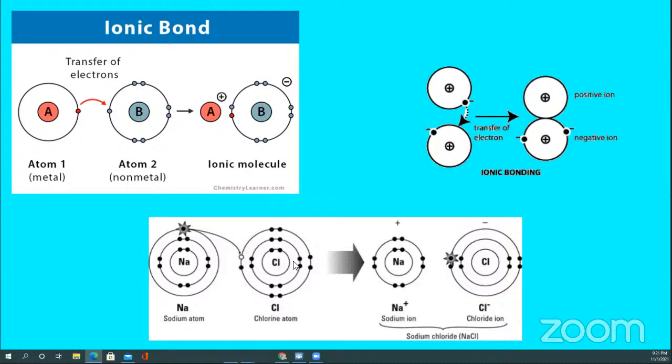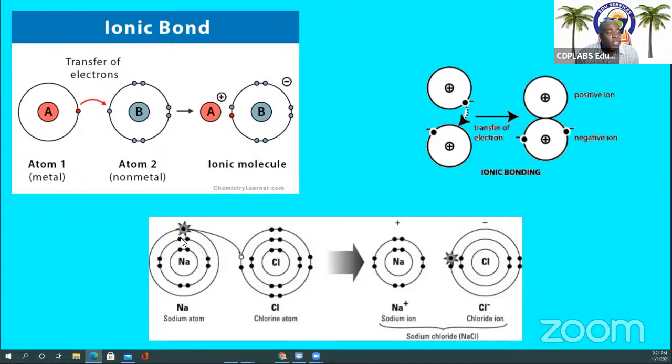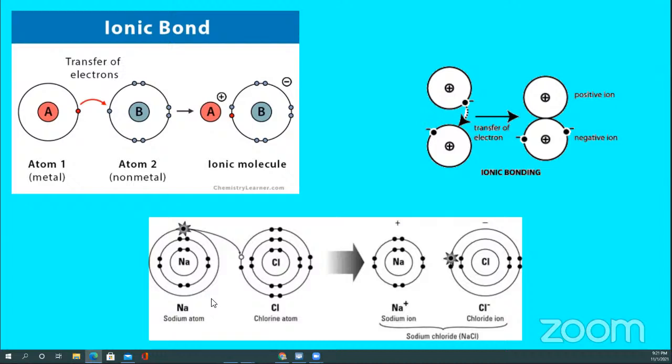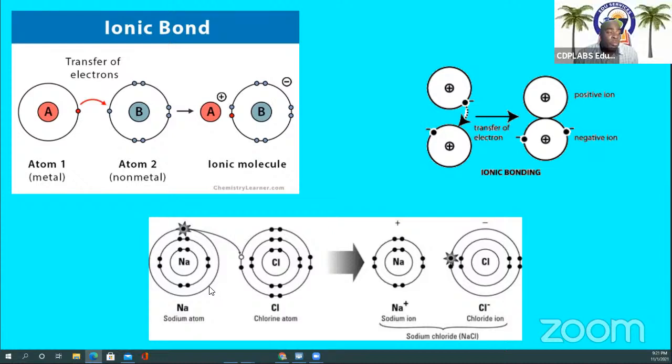Okay. So the sodium atom has 11 electrons. 2 on the first shell, 8 on the second shell, and 1 on the last shell. Based on what I told you earlier, which group is sodium in? Which group is sodium in? Kadeen, which group is sodium in?